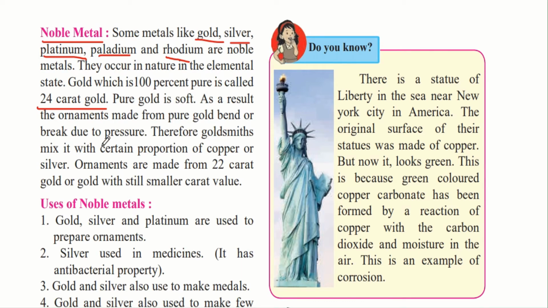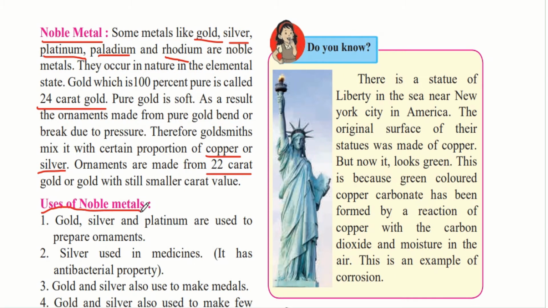Therefore, goldsmiths mix it with a certain proportion of copper or silver. So now they add other metals like copper or silver into this 24 karat gold, and that makes it less pure. Ornaments are made from 22 karat gold or gold which is still smaller carat value. So the maximum value of carat gold that a jewelry is made of is usually 22 karat gold, because this gold has copper and silver as the impurities in it, and this is what gives it the hard shape.